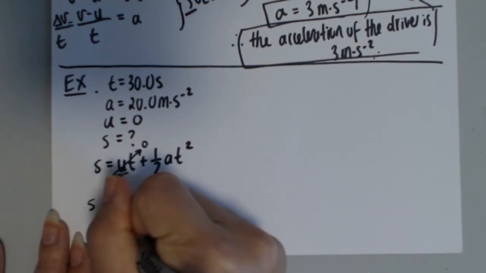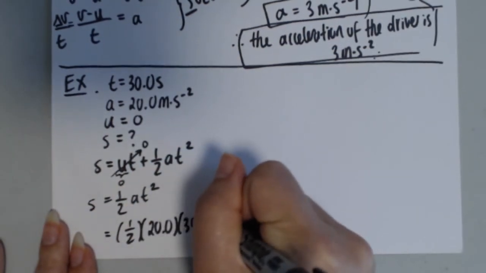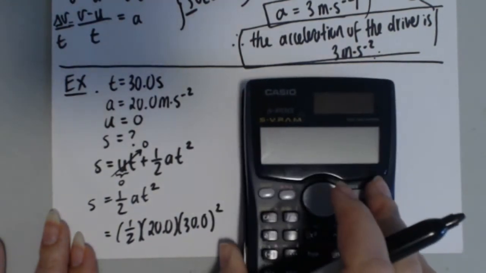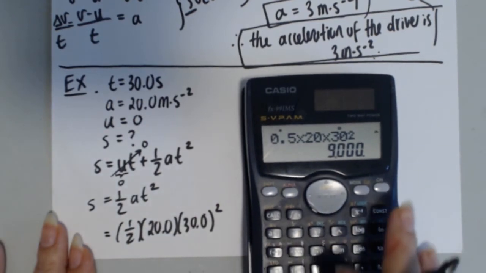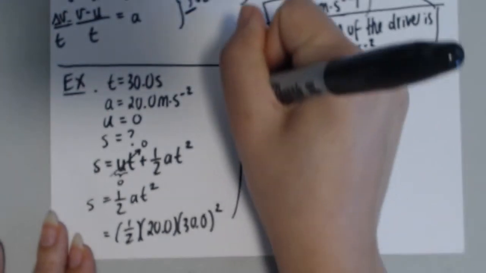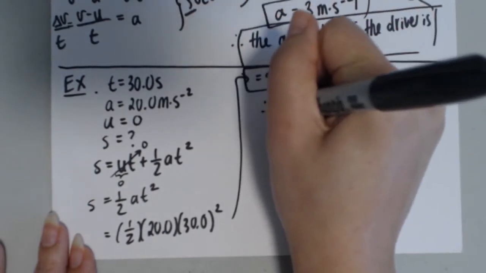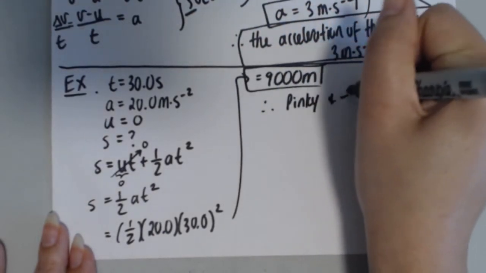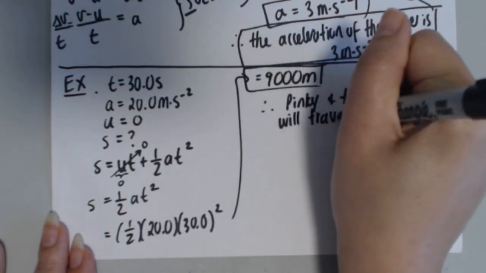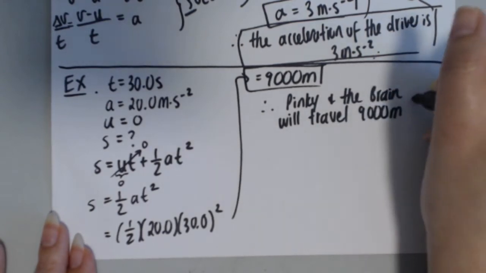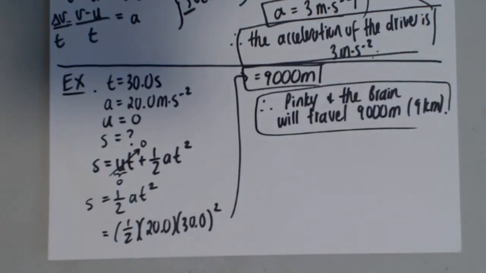All right, so we have 1/2. Acceleration is 20.0 and time is 30.0, and then we square that. So grab your calculator. We have 0.5 times 20 times 30 squared, and that's 9,000. So 9,000 meters. Therefore, Pinky and the Brain will travel 9,000 meters, or you could say 9 kilometers. Okay, so that is done.